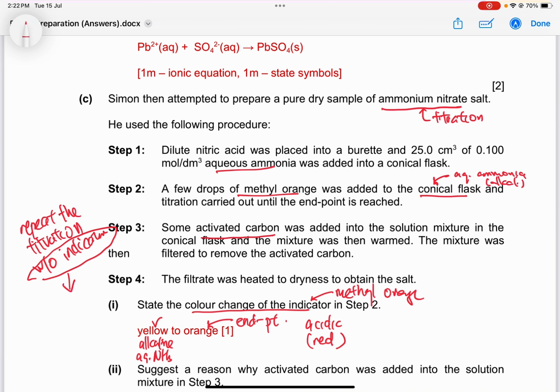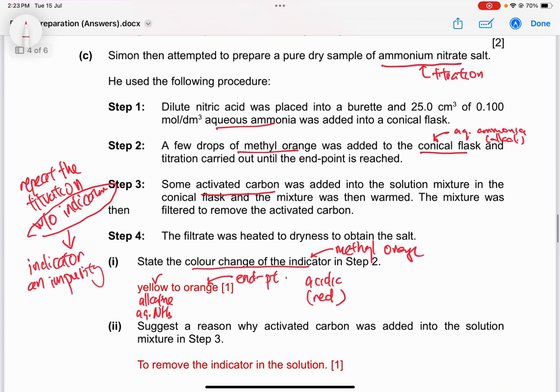So what's the problem with the indicator here? The indicator is actually an impurity. All you want is a salt, but if you have an indicator there, that color is an impurity causing your salt not to be pure. So the reason for adding the activated carbon in step 3 is to remove the indicator in the solution so that you can have your pure dry sample of ammonium nitrate salt.